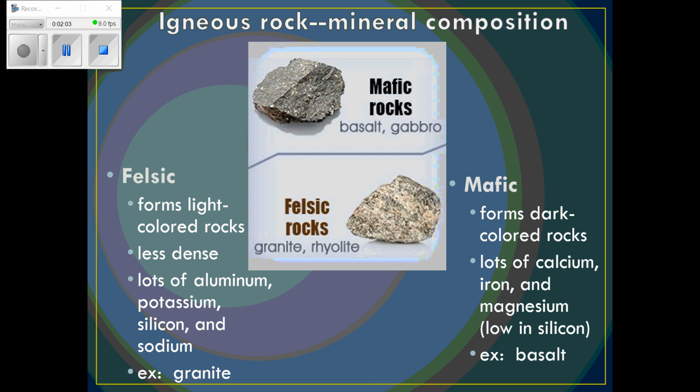Mafic tends to be dark-colored. It has lots of calcium, and a lot of iron and magnesium. It's low in silicon. An example would be basalt and gabbro. You can tell the felsic is light colored and mafic is dark.